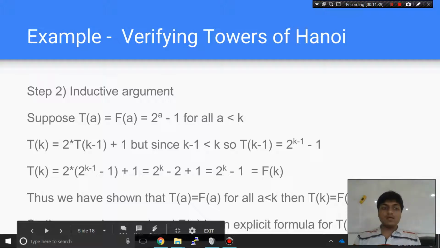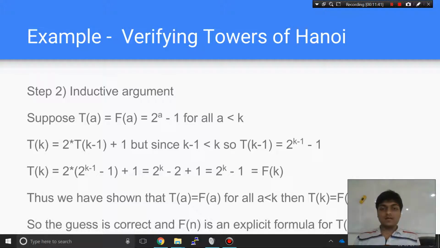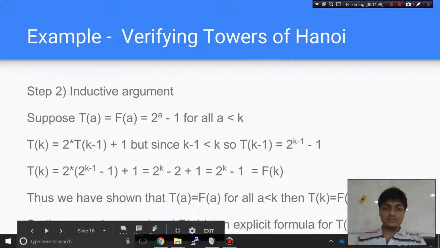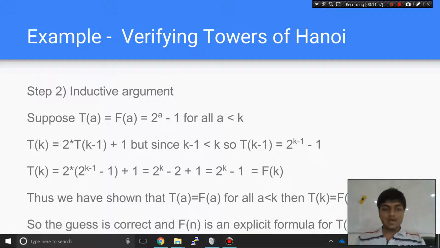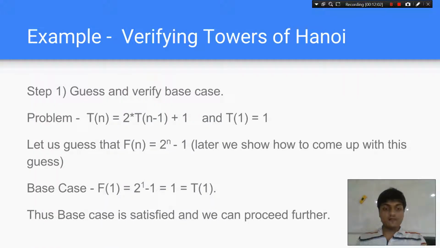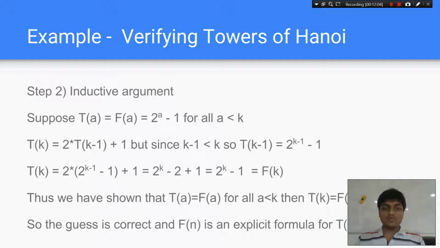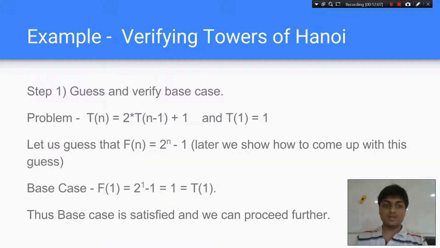and then we just expand this whole equation, and we get 2 to the k minus 1, okay, which is equal to fk. So we showed that if ta equal to fa for all a less than k, then tk equal to fk. And then by strong induction, because we have a base case and we have an inductive argument, we can say that this guess was the correct guess, and fn equal to 2 to the n minus 1 gives the nth term of the recurrence all the time. Okay.